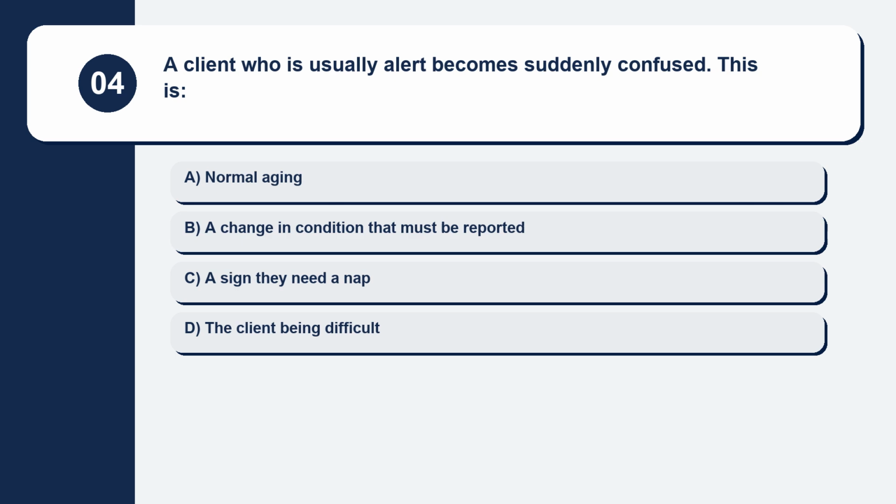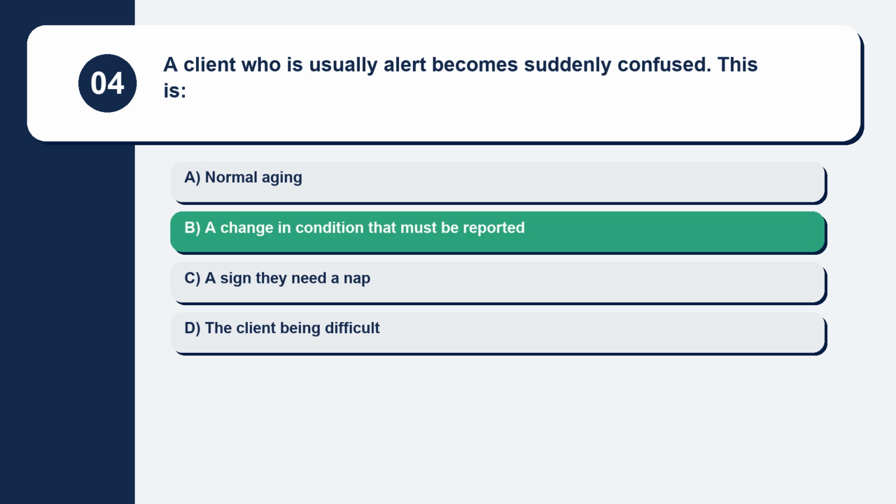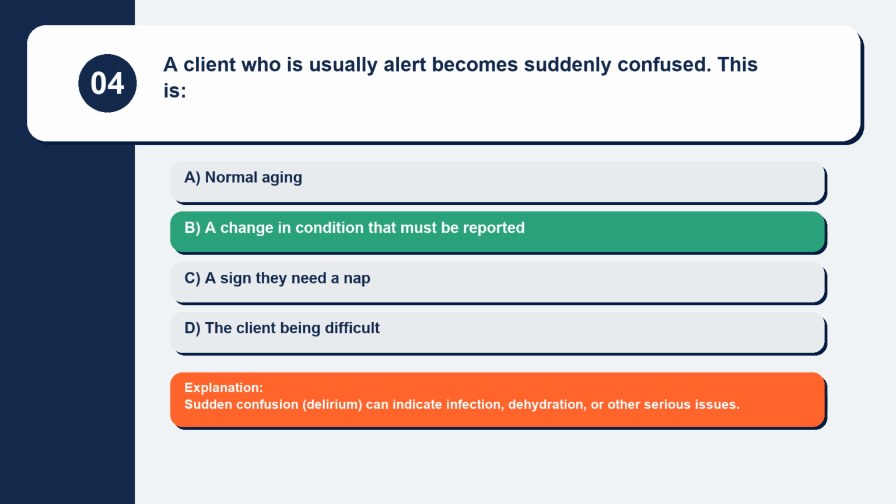Question 4. A client who is usually alert becomes suddenly confused. This is normal aging. A change in condition that must be reported. A sign they need a nap. The client being difficult. Sudden confusion, delirium, can indicate infection, dehydration, or other serious issues.